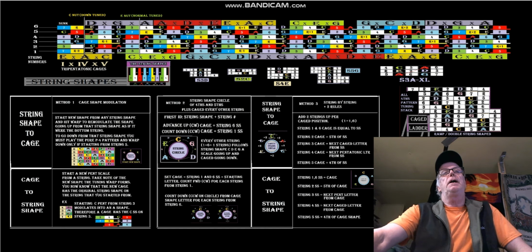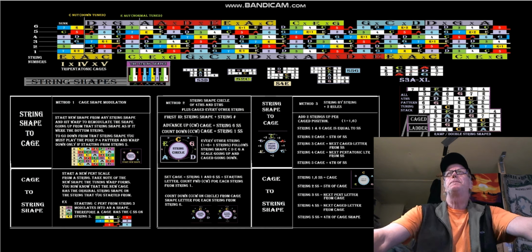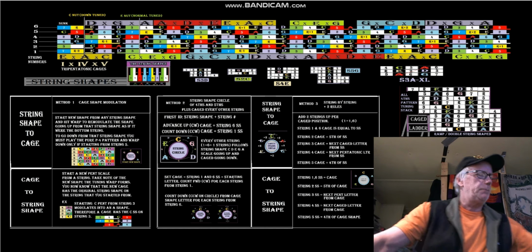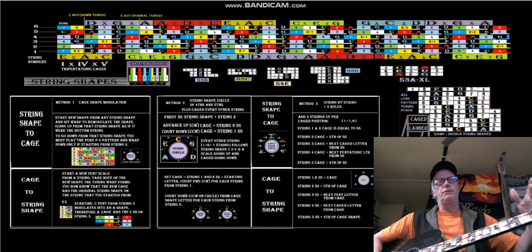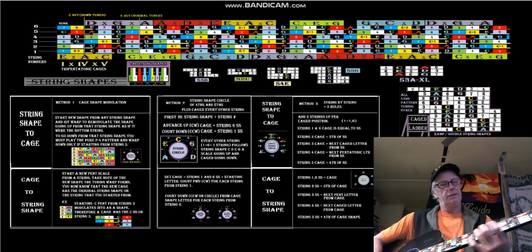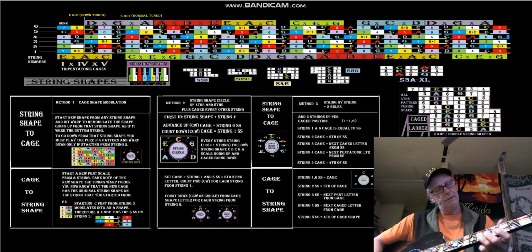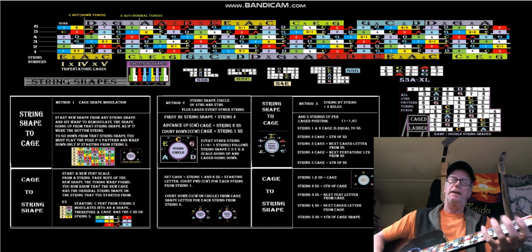It's very helpful because usually I just want to count up the string shapes. So let's look at the C box. Here's your E. Let's look at the E box. String shapes: C, G, D, A, E, and C. So that's where the string shapes are, but I counted them up.